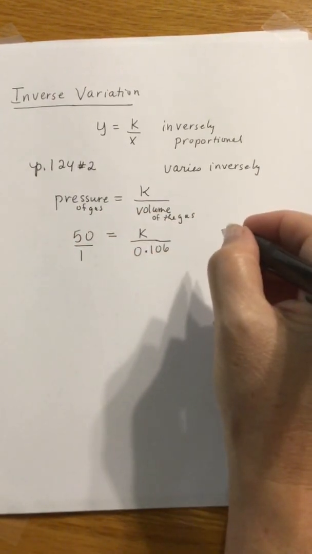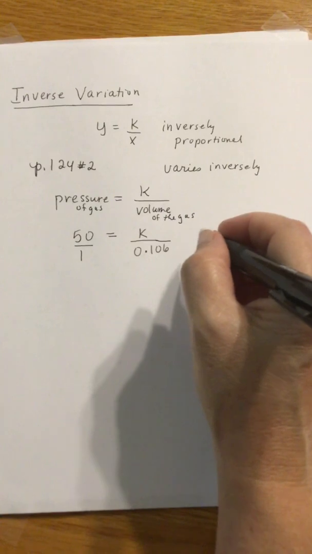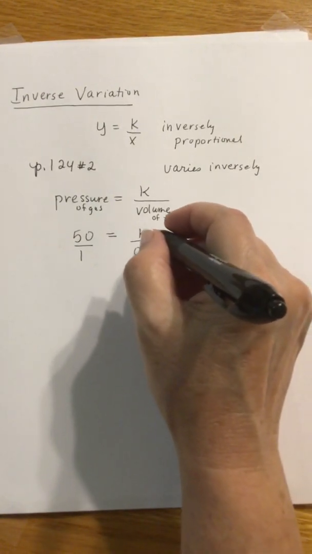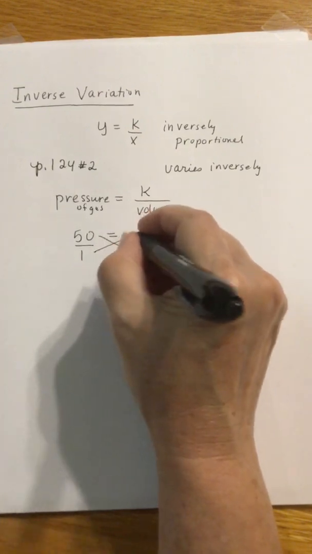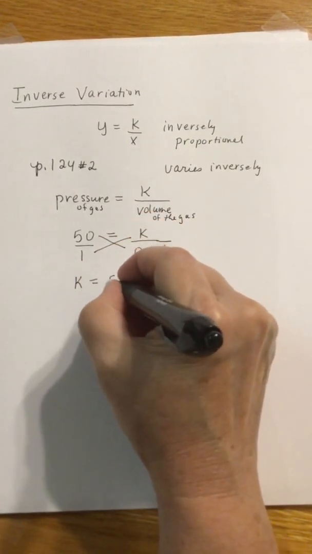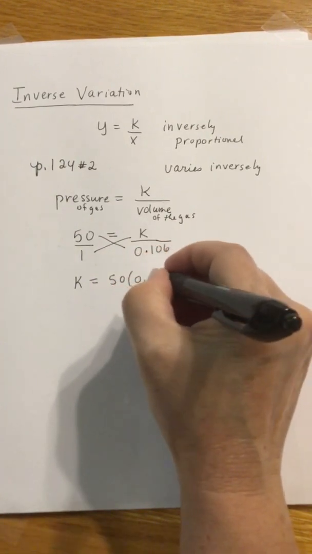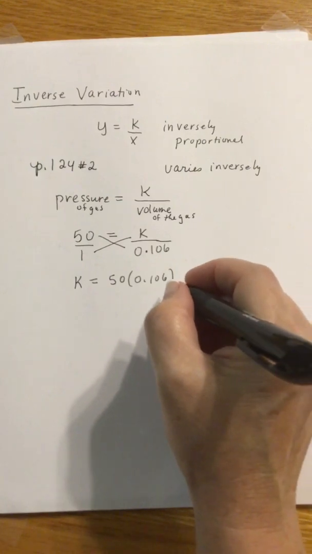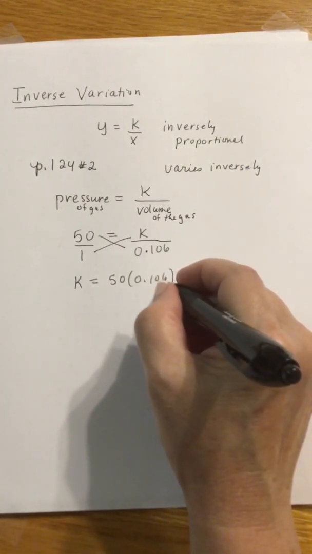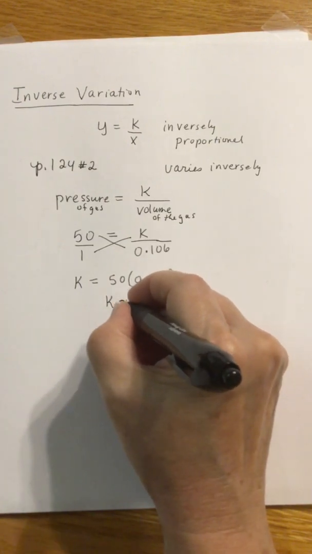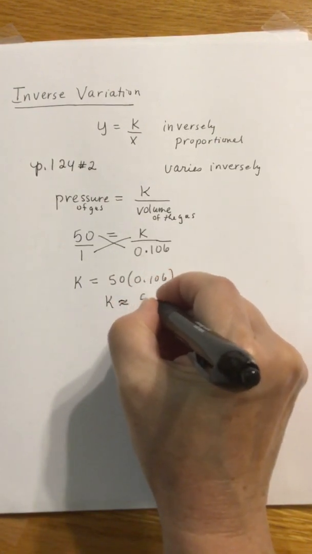So now we have a proportion. We have equality of two ratios. So to solve a proportion, we're going to cross multiply. So K times 1 gives me K equals 50 times 0.106. So now again, if we use our calculator, 50 times 0.106 gives me K equals approximately 5.3.